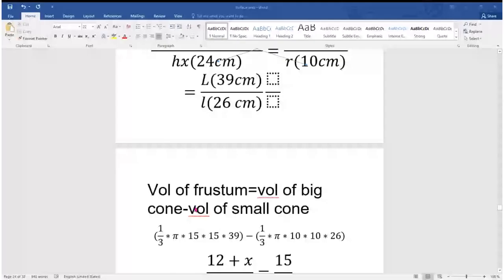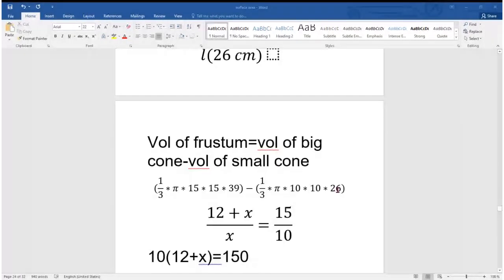Volume of a frustum is equal to volume of the big cone minus volume of the small cone. Using this example here, volume of a cone is a third base area times the height. So it is a third times pi, base area, a third times pi r squared, and multiplied by the height.